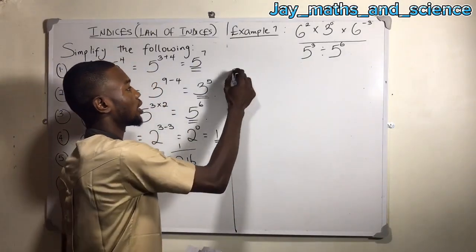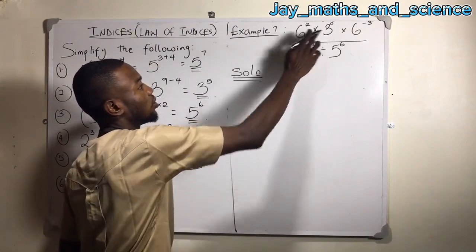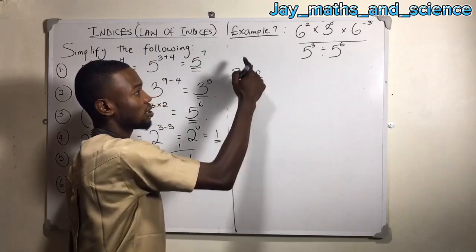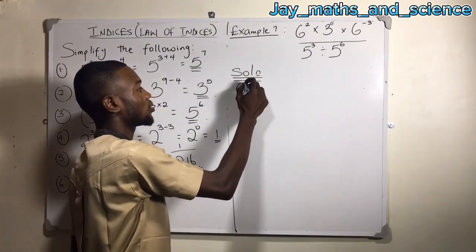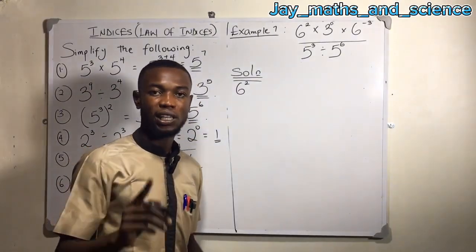How do we go about this kind of question? Solution. The first thing is to simplify this, which is the numerator. We have it to be 6 raised to the power of 2. And I told you anything raised to the power of 0 already is 1.